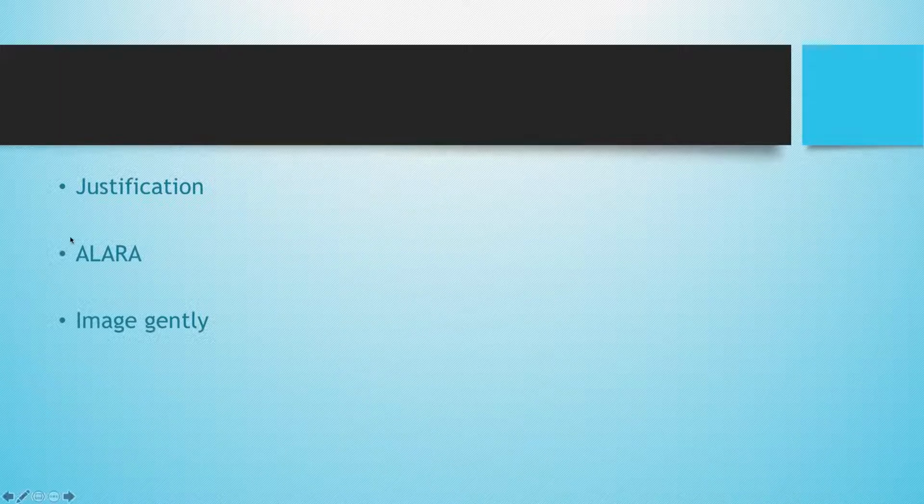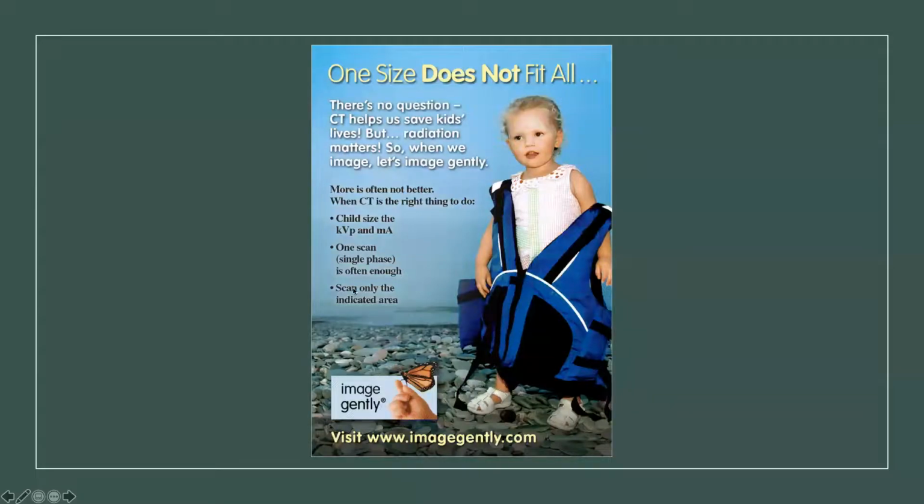And then we go by also the ALARA principle. Once you have decided that you're going to expose a patient to radiation, it should be as low as reasonably achievable. Sometimes the images are not the prettiest, not what we would have wanted, but if we can use it diagnostically, we won't repeat it so we don't radiate the patient again. And then there's this concept of Image Gently.